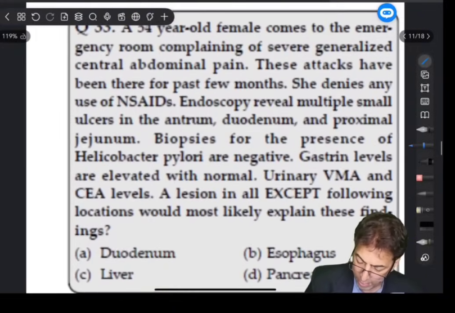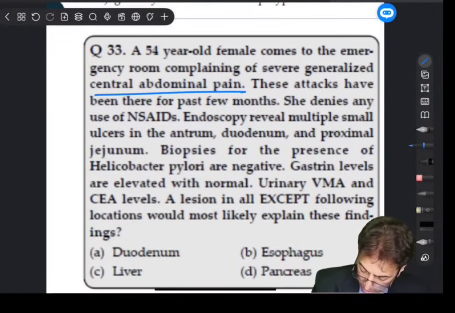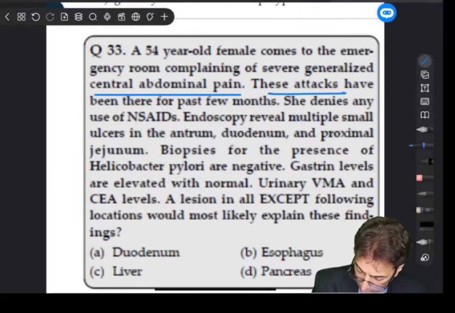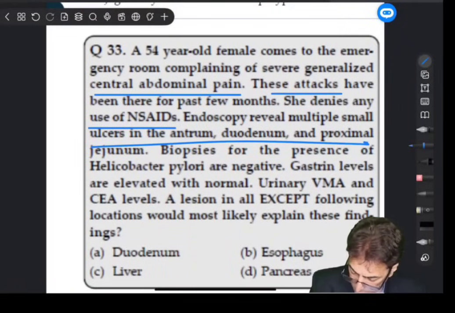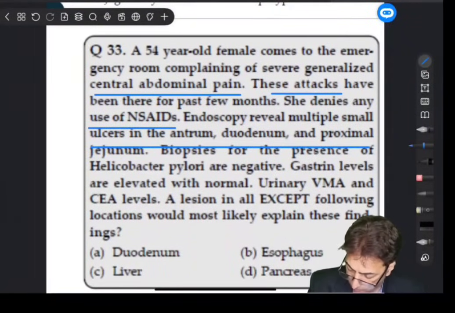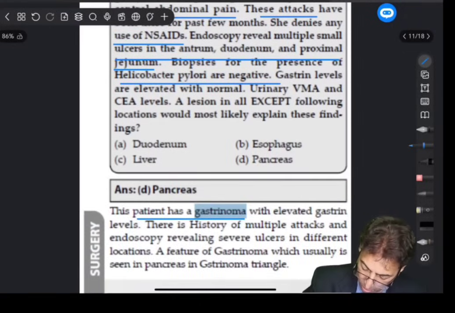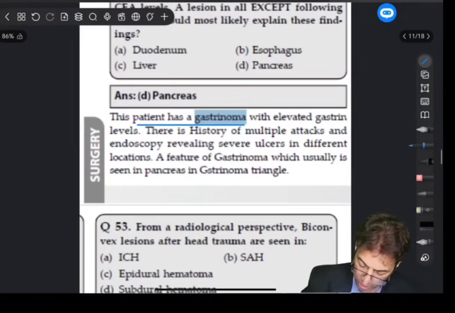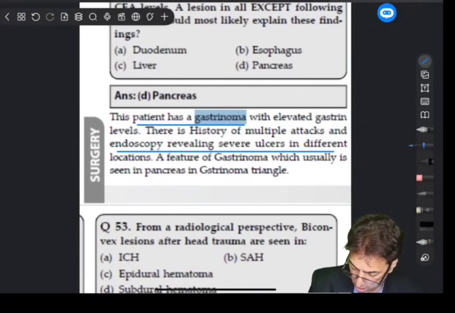Now gastrinoma, I have mentioned it in full detail. In a question over here you can see central abdominal pain, attacks frequent and multiple. There is no history of anything which causes ulceration. Endoscopy reveals what he has mentioned: antrum, duodenum, jejunum. Importantly, H. pylori is negative. This is the way questions are asked in USMLE, and you have to have a concept. So this is gastrinoma, multiple attacks, endoscopy revealing ulcers, and what is increased is the gastrin.